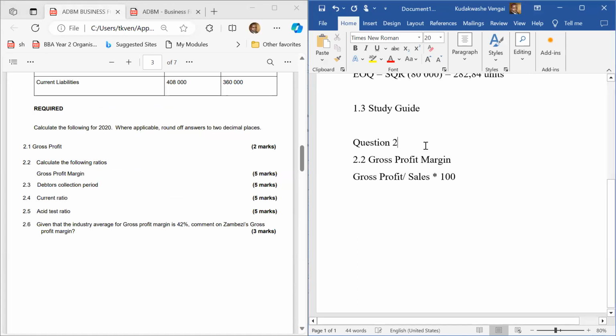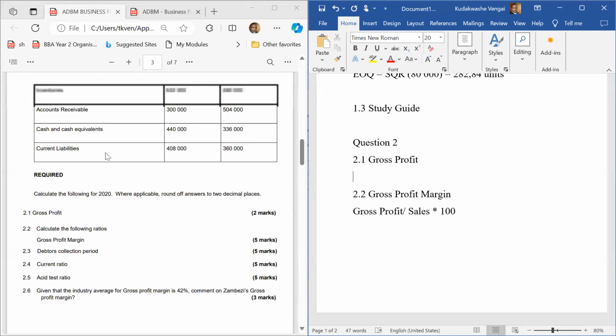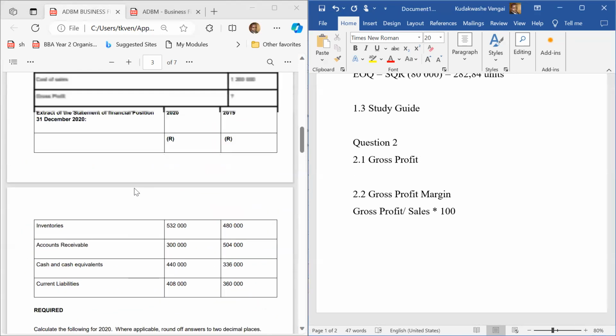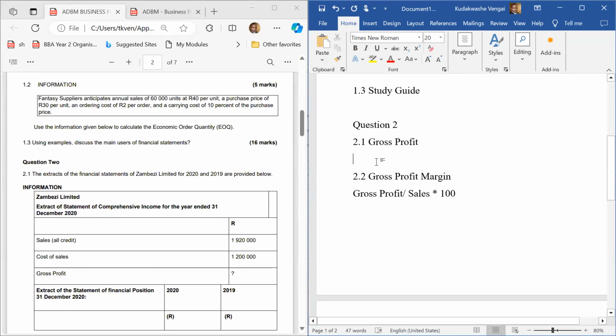Gross profit margin. So 1 to 2.1. 2.1 gross profit. All right, so let's go. You've got your sales and your cost of sales. Again, straightforward stuff. You know your income statement. If you go to those notes that I've given you, how do you calculate gross profit?